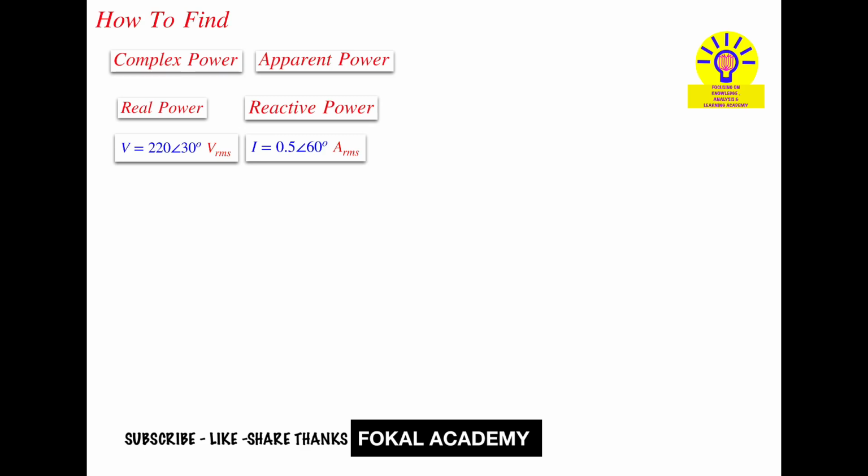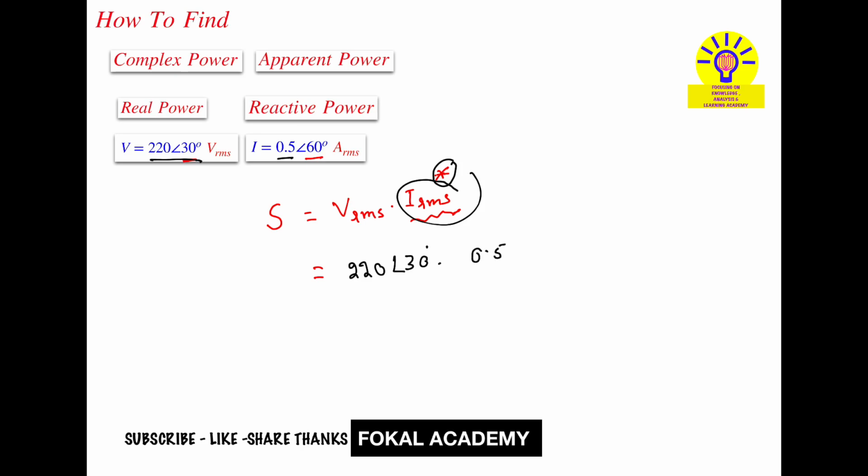Complex power is written as V_RMS into I_RMS conjugate. For the RMS current we are going to apply the conjugate because here we have phases. That's equal to V_RMS as it is, that is 220 with phase angle 30 degrees, and I_RMS conjugate. Here we want the conjugate. Conjugate means keep the amplitude as it is, that is 0.5, and the phase angle will be minus 60, that is angle minus 60. Now how can we simplify it?